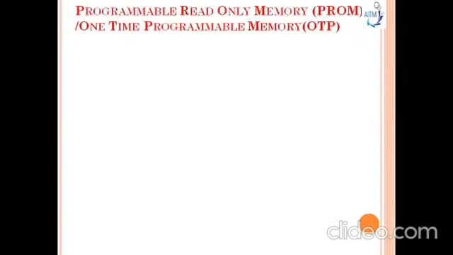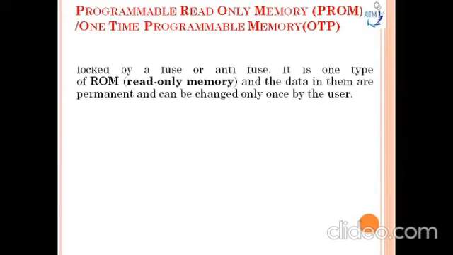Now coming to the second type of program storage memory, that is a PROM or OTP. A PROM means a programmable read-only memory, and OTP means one-time programmable memory. Why is it called a one-time programmable memory? Because it is allowed to be modified only once by the user. Hence it is called an OTP memory.